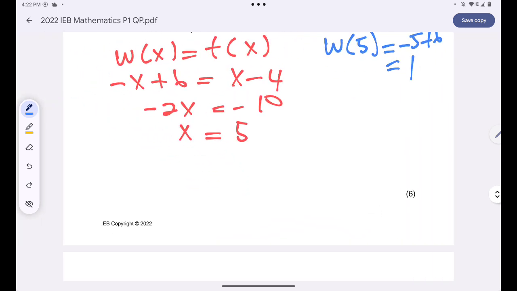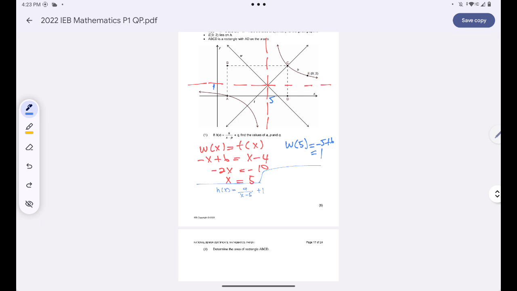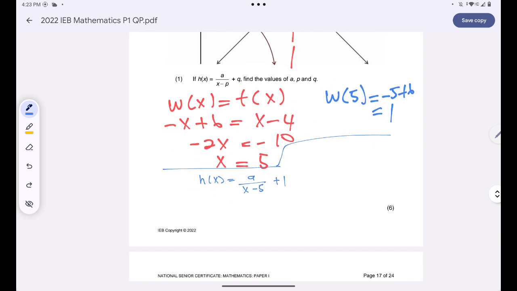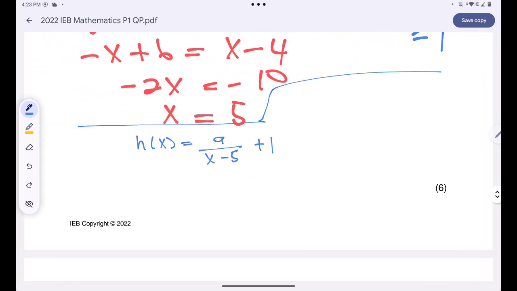Since I know the values of q and p, I know that my equation will be like h of x is equal to a all over x minus 5 plus 1. All I need to do is to find a, but I do have an extra point on the graph of h, which is point E. The coordinates of E are 9 and 2. I know that the y value is 2 if and only if the x value is 9.